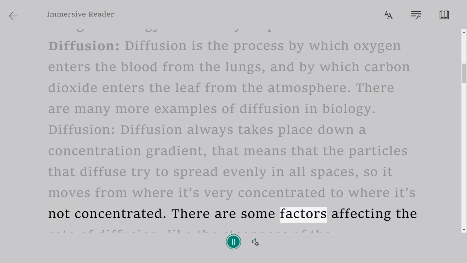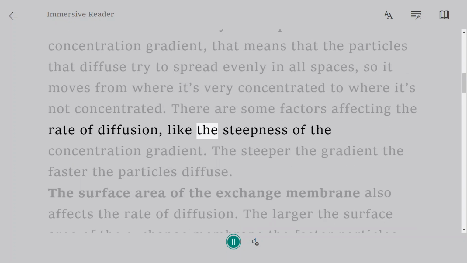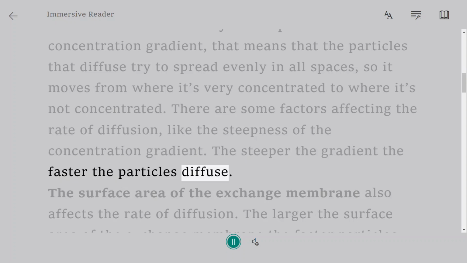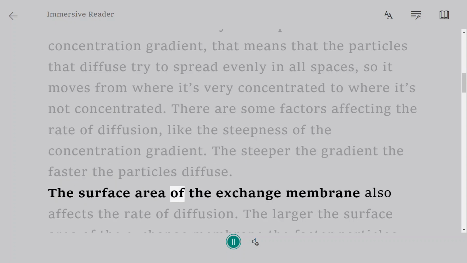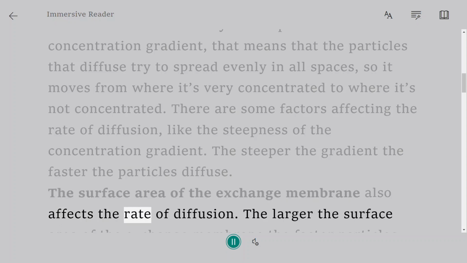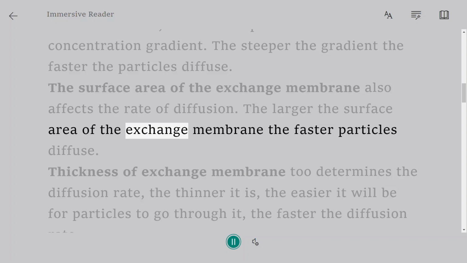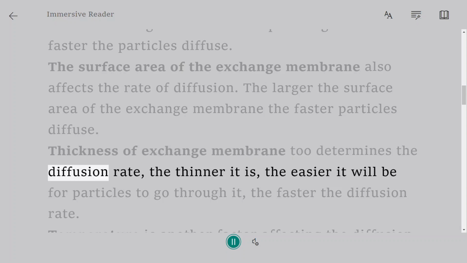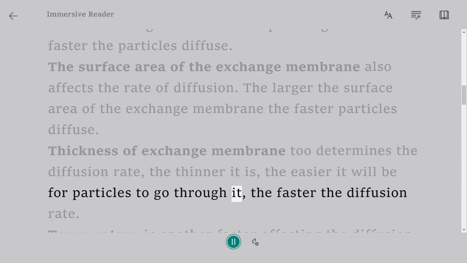There are some factors affecting the rate of diffusion, like the steepness of the concentration gradient. The steeper the gradient, the faster the particles diffuse. The surface area of the exchange membrane also affects the rate of diffusion. The larger the surface area of the exchange membrane, the faster particles diffuse. The thickness of the exchange membrane also determines the diffusion rate. The thinner it is, the easier it will be for particles to go through it, and the faster the diffusion rate.